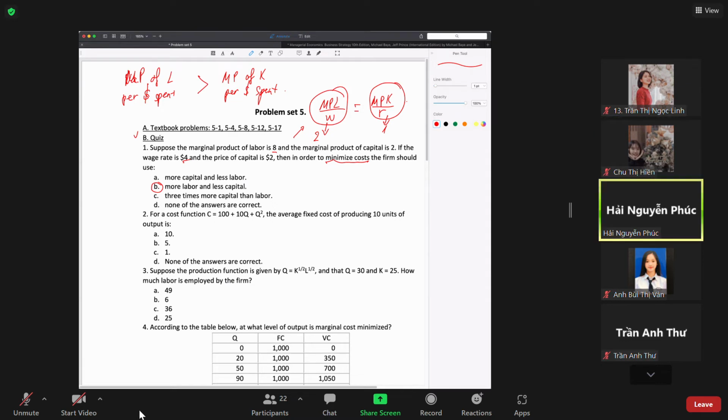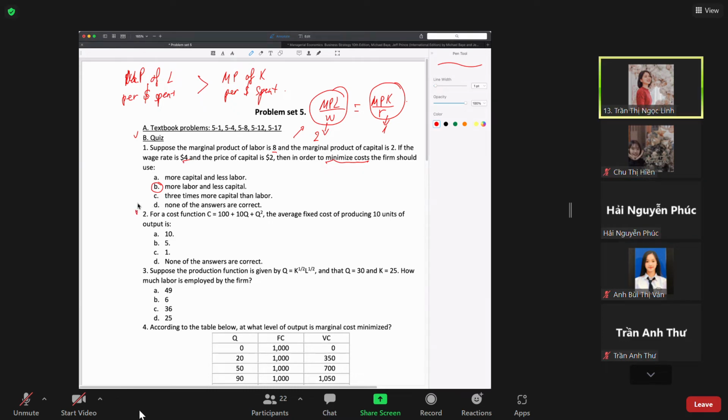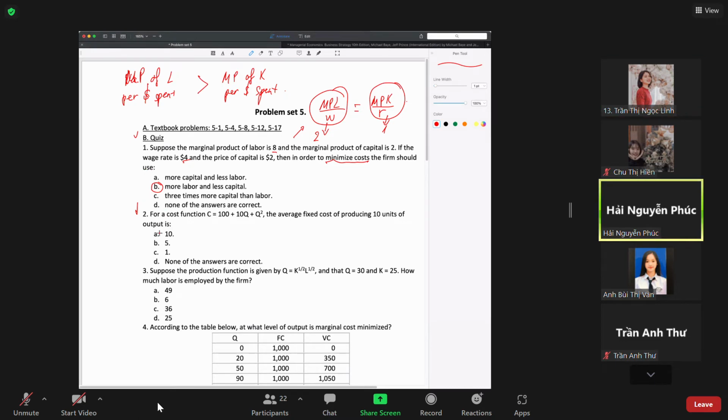Right, the next question. For the cost function C equals 100 plus 10Q plus Q squared, the average fixed cost of producing 10 units is? So, A, right? That's correct. Would you please give me a short explanation? Why do we have the choice of A?